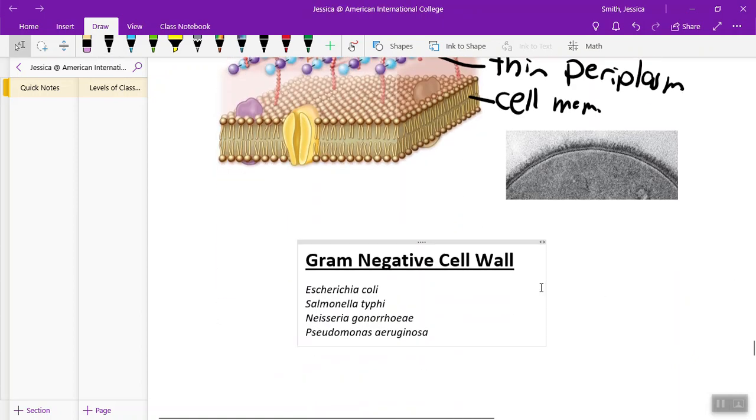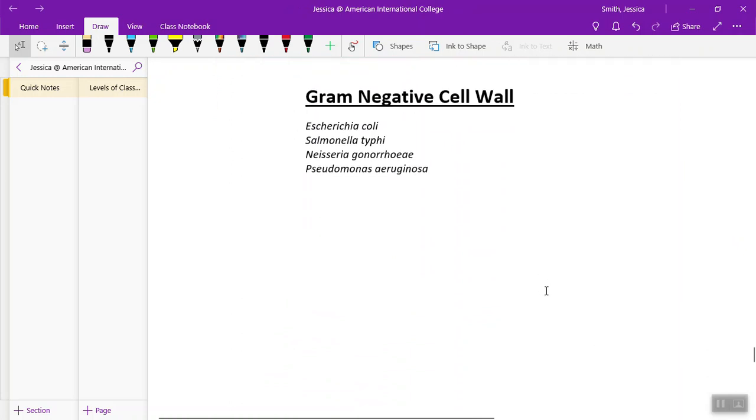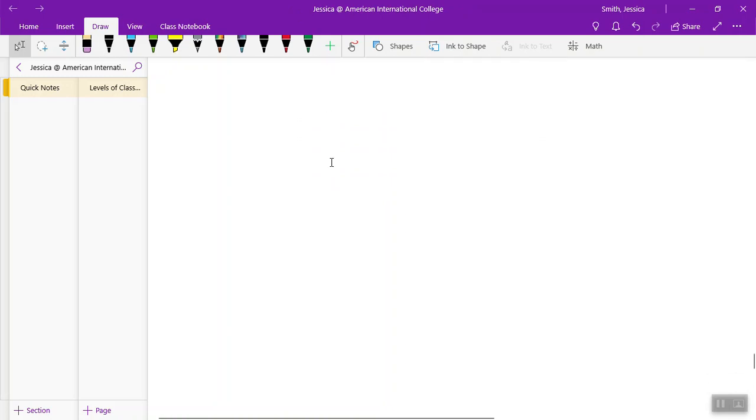All right, now let's talk about the gram-negative cell wall. So some examples of gram-negative bacteria: E. coli, Salmonella typhi. You guys have heard of Salmonella, I'm sure, from eating raw chicken. Neisseria gonorrhea, this causes a sexually transmitted disease. And Pseudomonas aeruginosa, this is a common hospital-acquired infection. It usually only affects immunocompromised individuals. Now the gram-negative is a little bit more complicated.